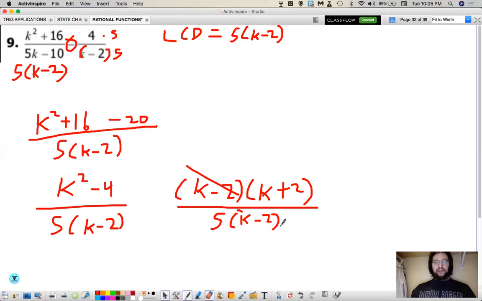Cancel stuff out, cancel stuff out. K plus 2 over 5. And I'm going to leave it right there. You can put k over 5 plus 2 over 5, or you can leave it right here. I'm going to leave it right here and move on.